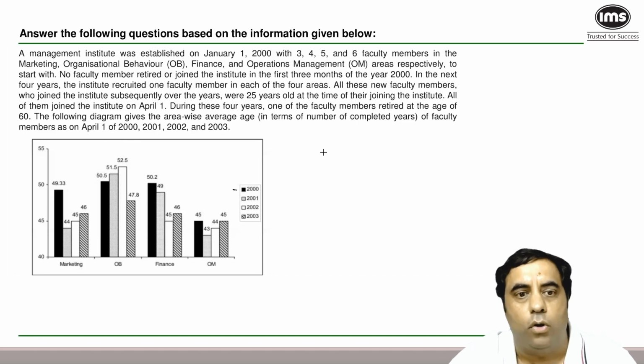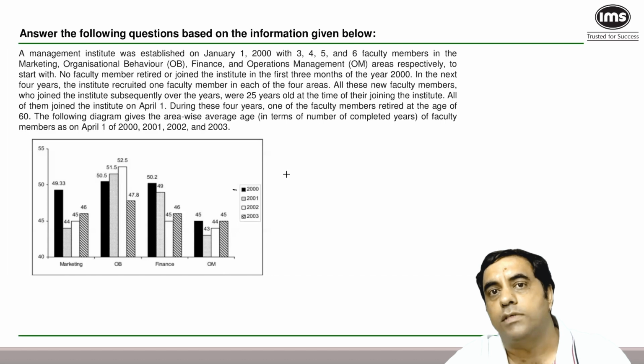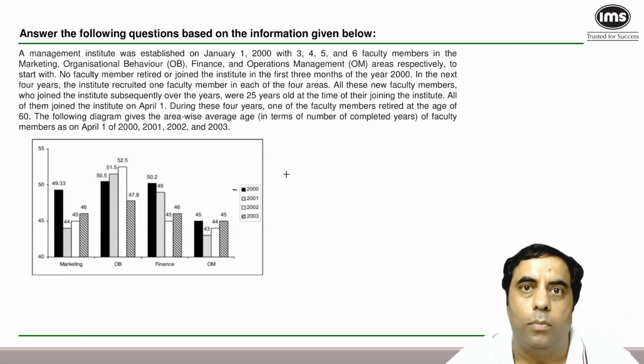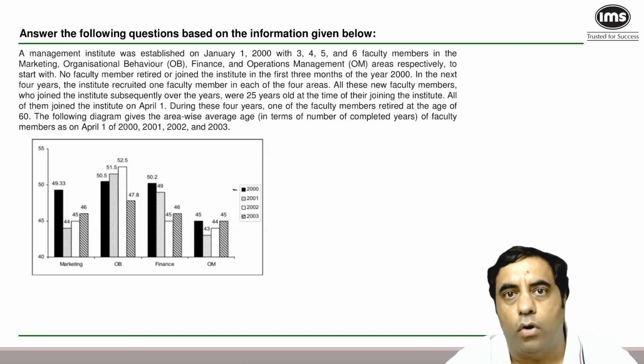Now, the key point to note is, if you look carefully, for all the 4 departments, the initial average is 49.33, 50.5, 50.2 and 45 respectively. Now there is a joinee of 25 years in all these at a certain point of time. Now from an average which is higher, if somebody with a lesser age joins the group, the average will reduce. So the inclusion of a new faculty member will decrease the average for all these 4 groups.